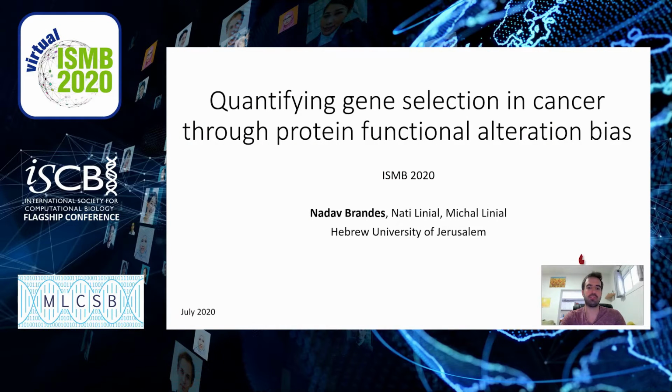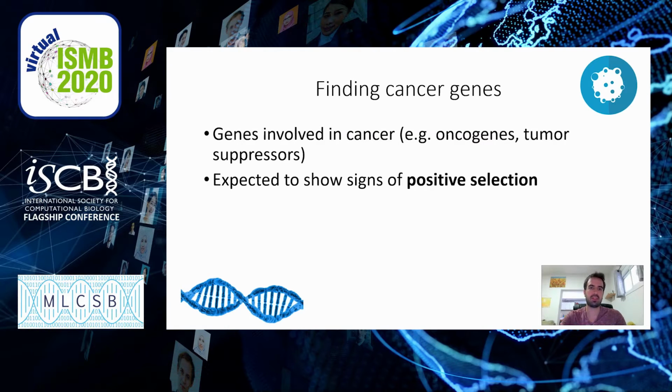I'm from the Hebrew University of Jerusalem, and today I want to tell you about our recent work, quantifying gene selection in cancer through protein functional alteration bias. In this work, we developed an algorithm to find cancer genes. When I say cancer genes, I mean any gene that is involved in some way in cancer. So it could be, for example, oncogenes or tumor suppressors.